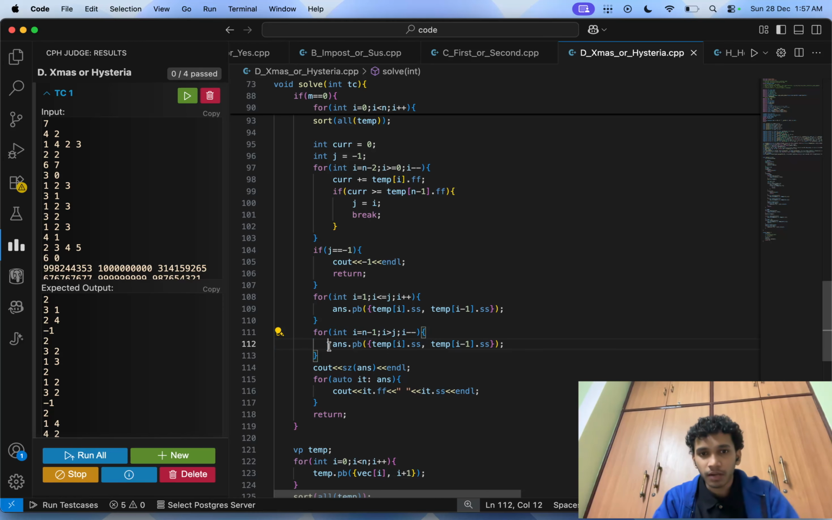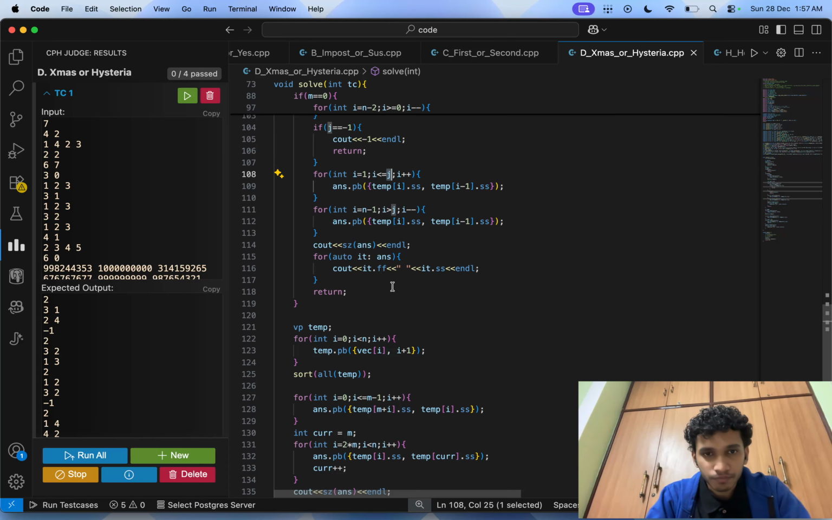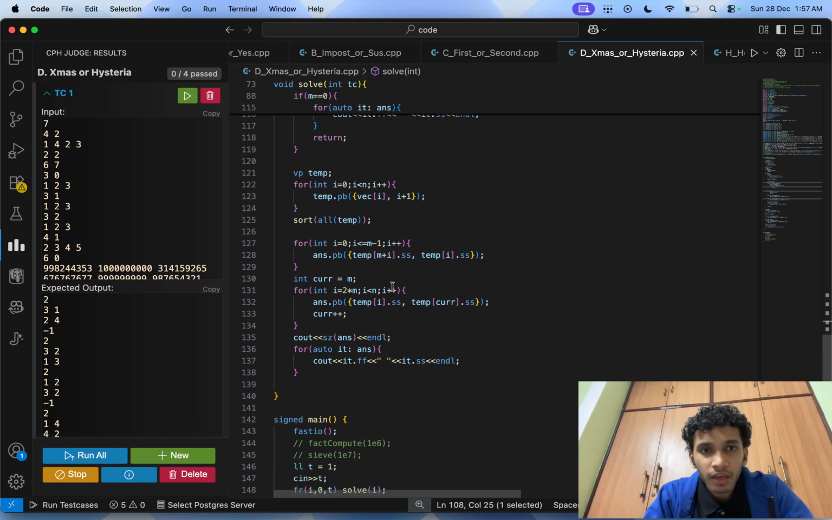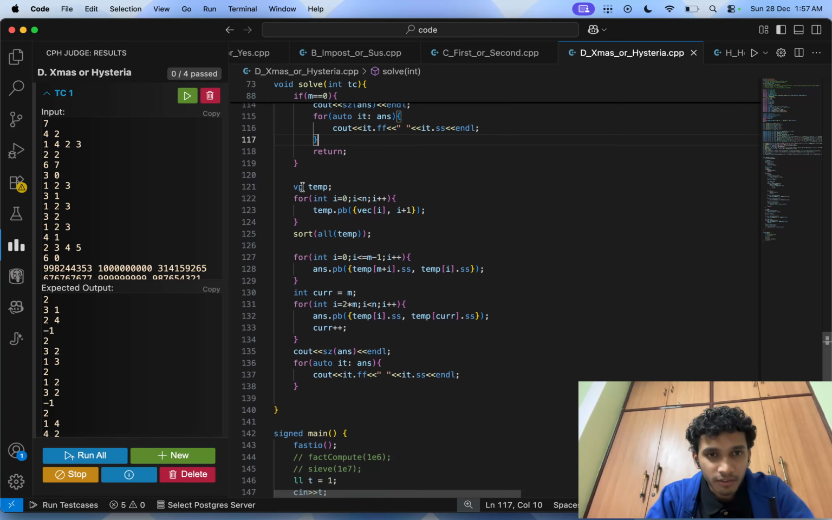Now, starting from the n minus 1th element, keep attacking in suffix order. Note that j has already attacked, so j plus 1 should attack. So the order is n minus 1 attacks n minus 2, n minus 1 itself attacks i minus 2, and so on. Now at the end, print the size of the answer and print the answer.